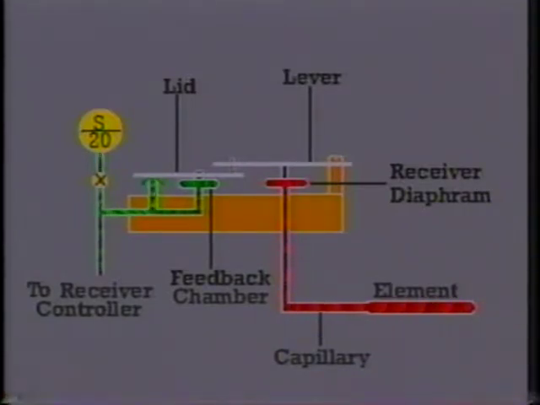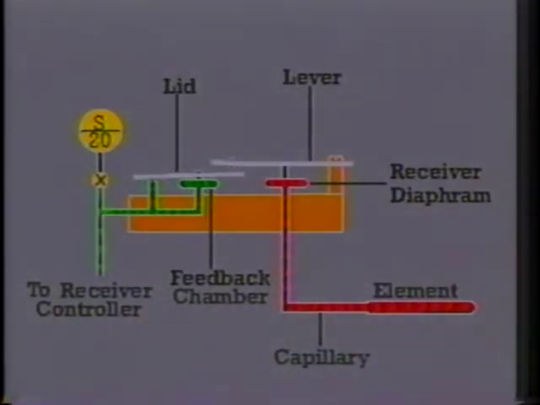The increase in pressure caused by the expanding liquid causes this lever to rise. As the lever rises, the back end of the lid is allowed to rise along with it. As the back end of the lid rises, the front end of the lid moves down closer to the control port. This movement restricts the exhaust rate of air out of the control port, causing pressure to build up in the transmission line and ultimately to the receiver controller.